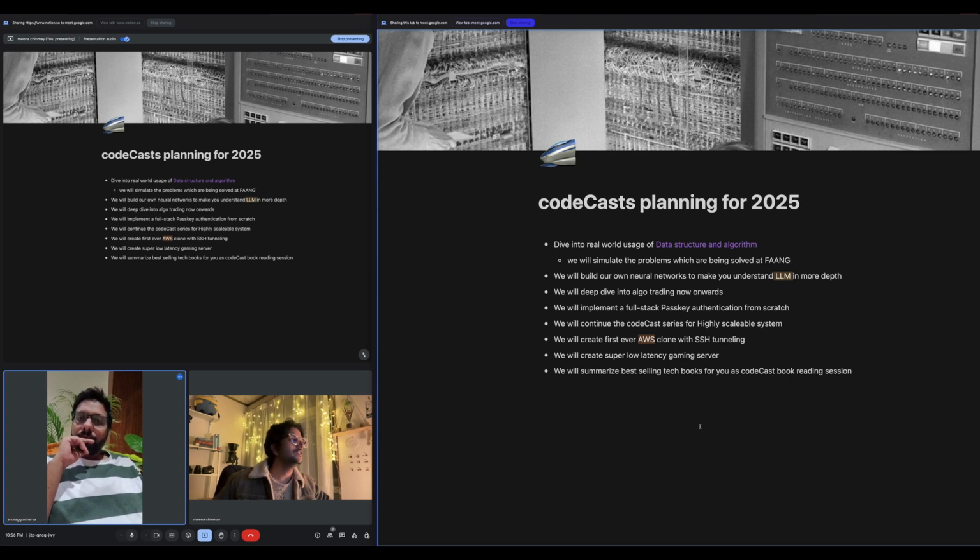Of course, we cannot simulate an algorithm over 1 billion or 10 billion users. So we'll try to simulate it over maybe 1 million or 100k users, but we will implement the data structure and algorithm exactly the same as it has been implemented in the so-called FANG companies most probably, but not just FANG companies, any medium to big size company.